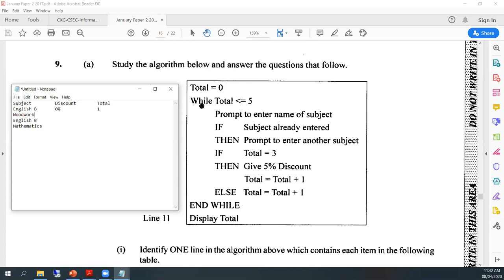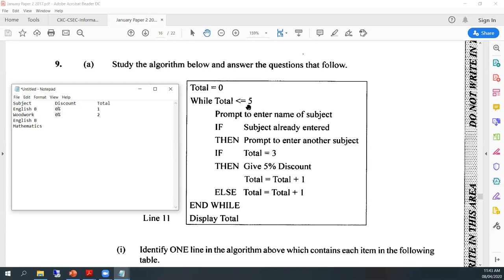So the total is one, so you go back up now. While total is less than or equal to five, total is one, so it is less than five. Prompt to enter the name of the subject, so they enter woodwork. Was the subject entered already? No, so you skip this step. If total is equal to three, total is one, so it's not equal to three. So you skip this and move to the else. The discount, they're going to get 0% also, and the total now is what? Correct, two.